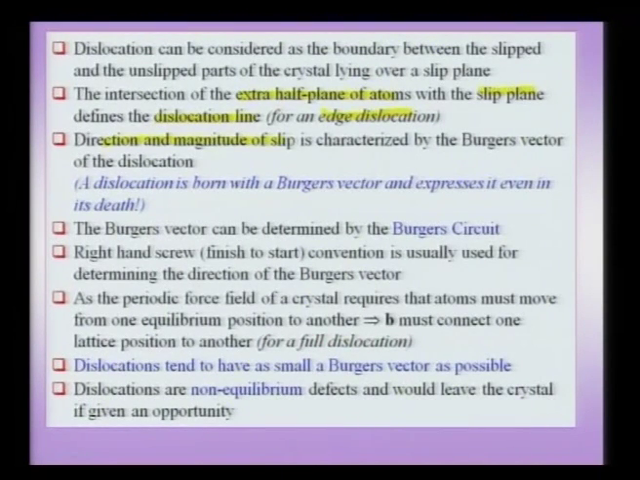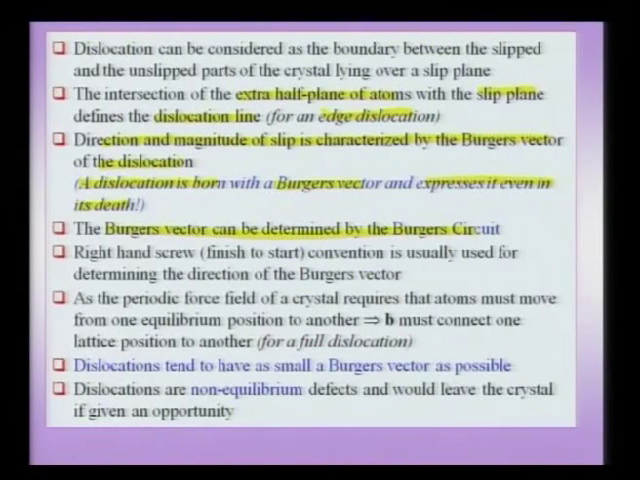The direction and magnitude of slip is characterized by the Burgers vector of the dislocation. So the Burgers vector is a very important thing whenever we talk about a dislocation, its energy, its stress fields. You will always find this Burgers vector appearing in anything associated with the dislocation, and as we shall see, it will characterize the slip associated with the dislocation. I mentioned before that a dislocation is born, or in fact even exists before its birth, with a Burgers vector and expresses it even in its death. So this point has to be noted, and we cannot forget the Burgers vector when we are talking about a dislocation.